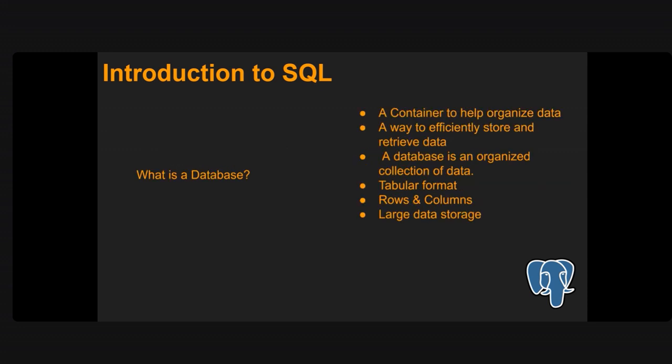So like I said, what is a database? It is a container that helps you organize data. Okay, it's a way to efficiently store and retrieve data. It's a collection of data in a tabular format. This is very important. Okay, tabular format. Now data are of three types: structured, semi-structured, and unstructured.